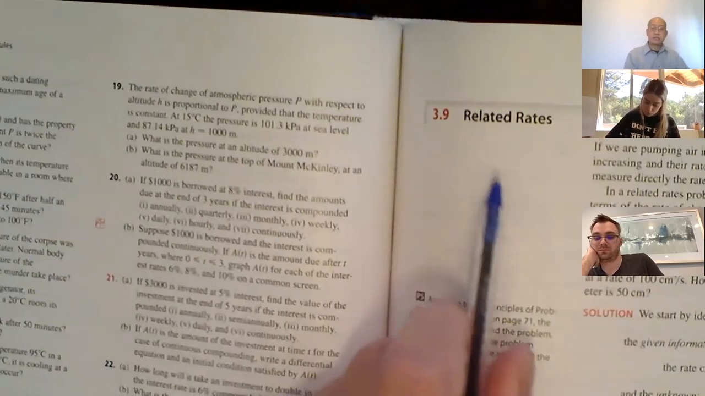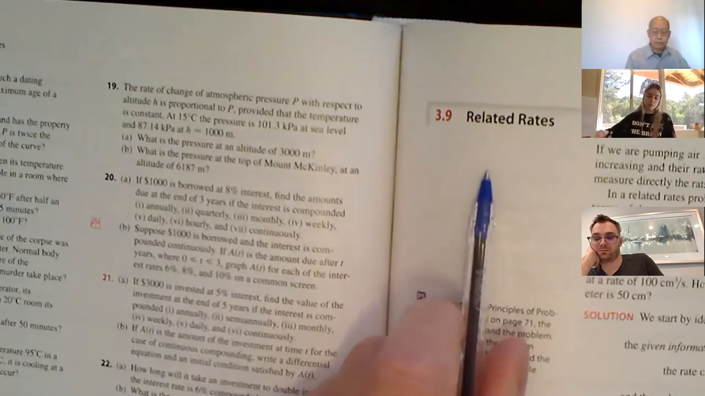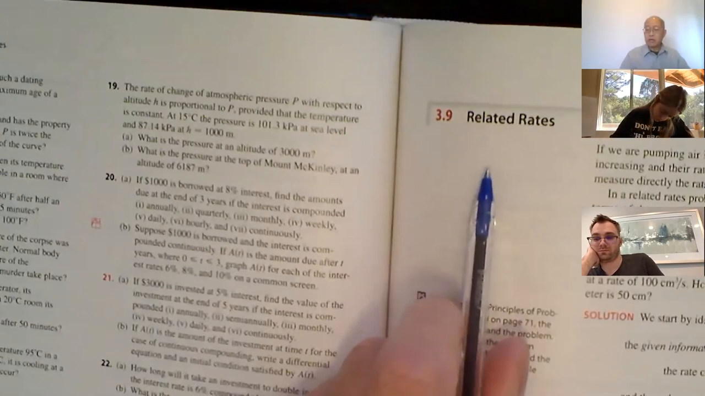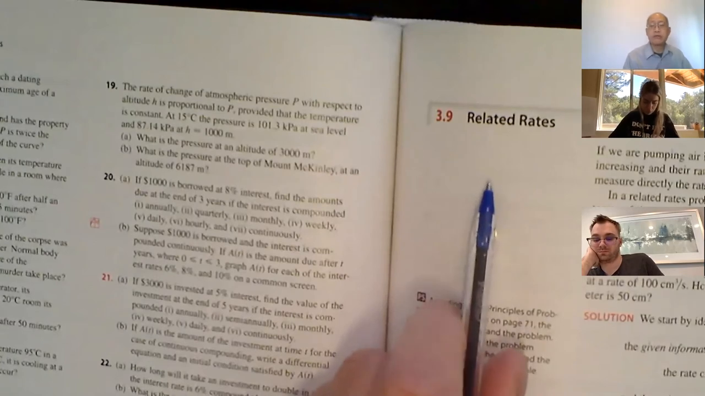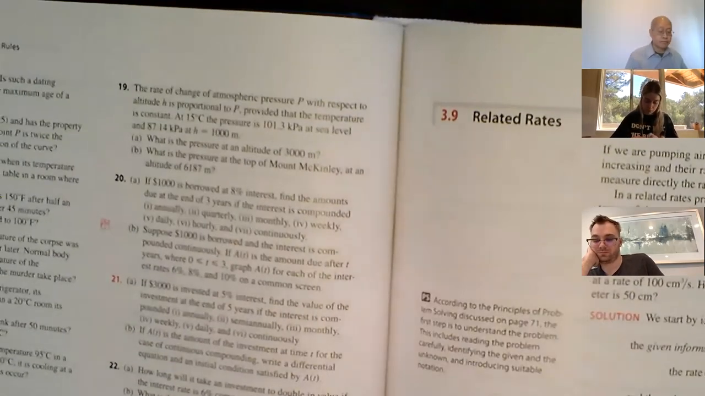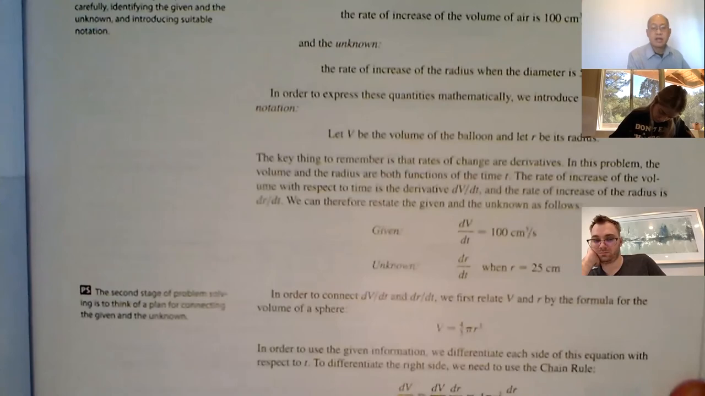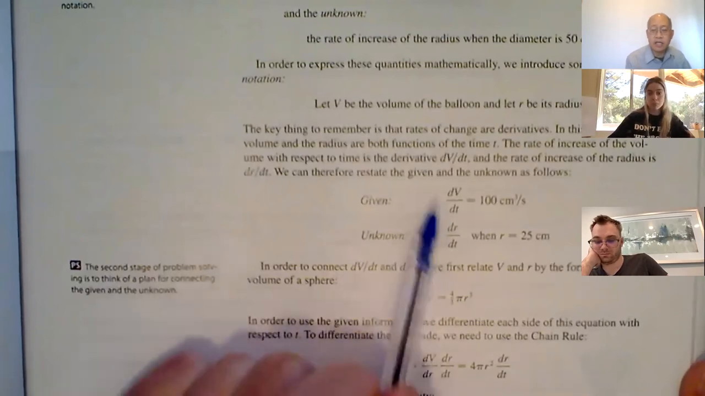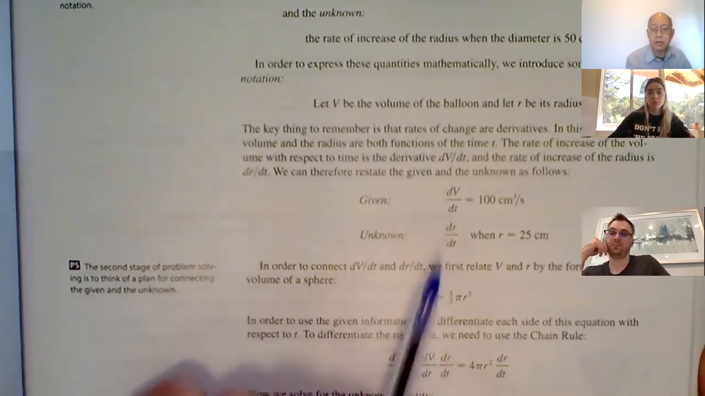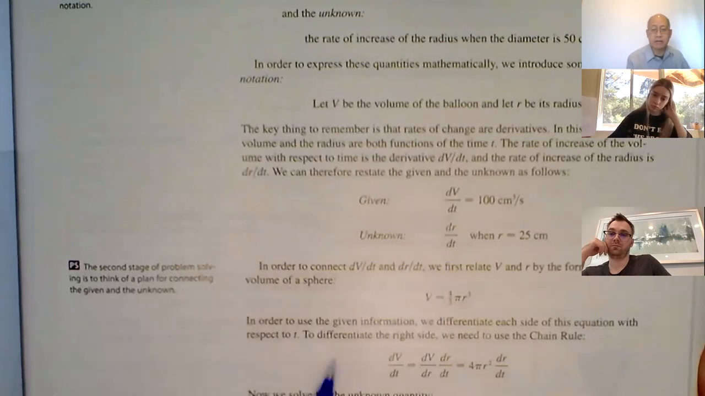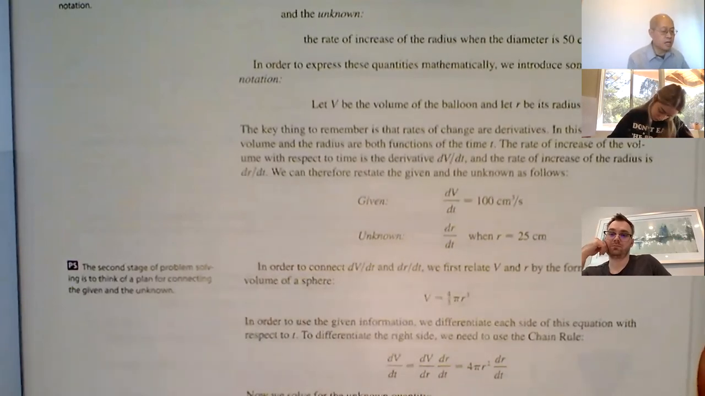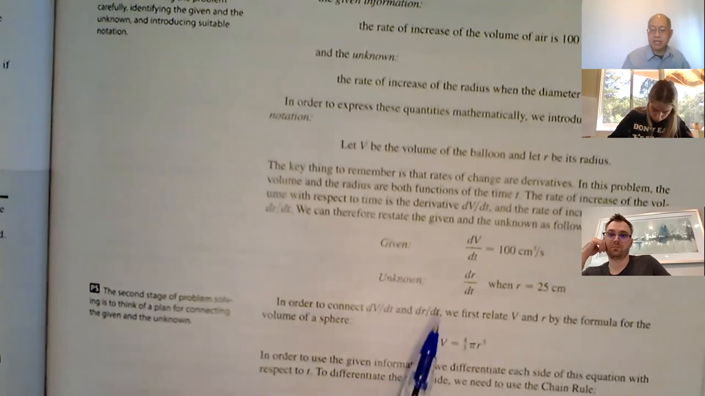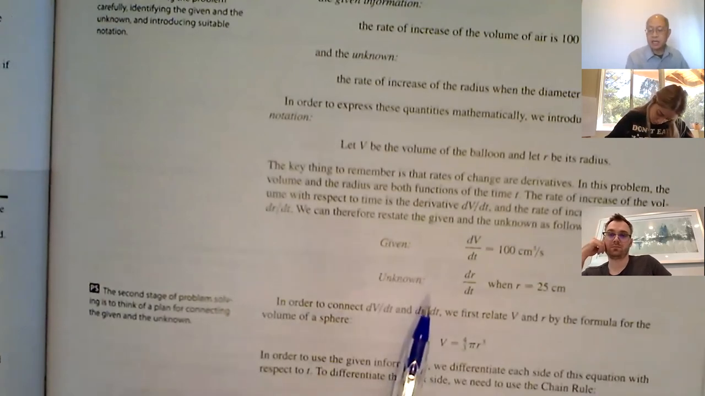Okay, related rates. So what is related rates? For related rates, what's happening now is we're always going to take a derivative with respect to t, which is time. Everything here is something with a T, dV dt, dr dt, rate of change of volume with respect to time, rate of change of radius with respect to time, and so on. So now we're definitely using the Leibniz notation.